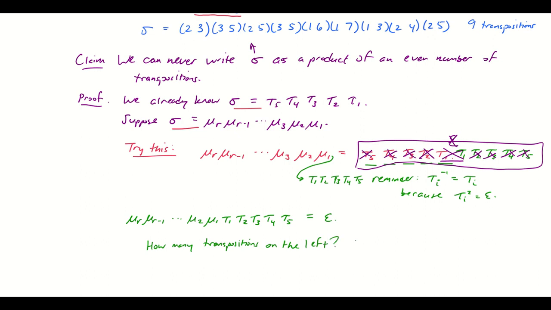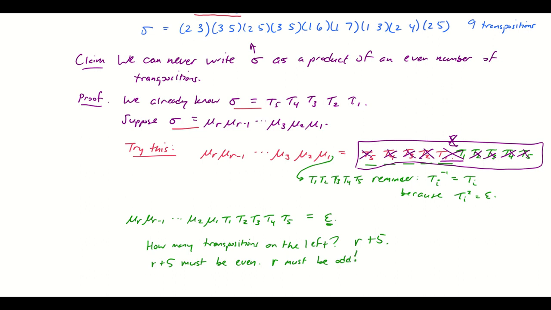Well, there's a total of r plus 5 of them. The r mu's, all of these, followed by 5 more taus. So I've got r plus 5 transpositions, and their product is the identity. So by the theorem that we proved, this means r plus 5 must be even, because a product of transpositions that is the identity has to consist of an even number of transpositions. Well, you may recall from elementary mathematics that 5 is odd, so that means r has to be odd.